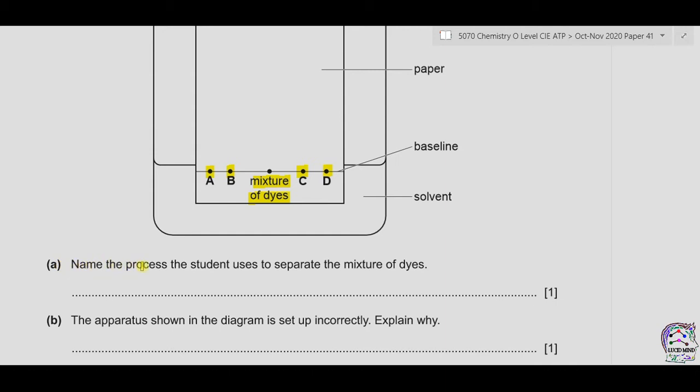Part A. Name the process the student uses to separate the mixture of dyes. The experiment that is shown is called chromatography.